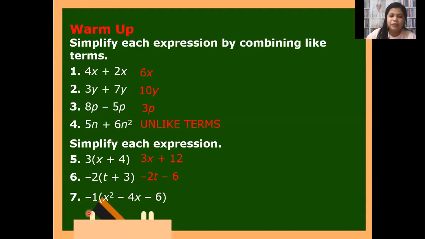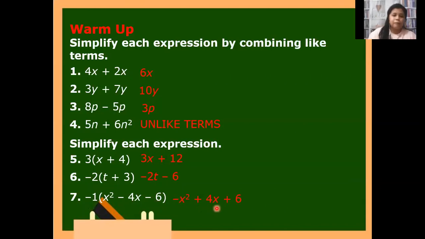So from negative 1 multiplied by negative 4x, it will become positive 4x. And lastly, our constant term, negative 1 times negative 6. Again, they have the same sign, which is negative. Automatic, the sign of your product will be positive. Negative 1 times negative 6 is equal to positive 6. So our final answer is negative x squared plus 4x plus 6.